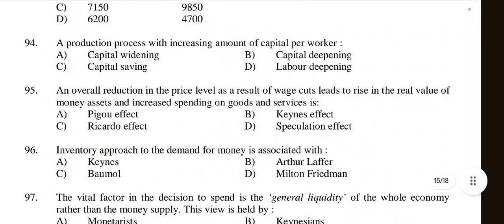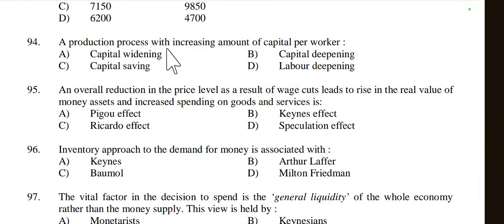Then question number 94. A production process with increasing amount of capital per worker: is it called capital widening, capital deepening, capital saving, or labor deepening? It is called capital deepening. A production process with increasing amount of capital per worker is called capital deepening. So here in 94, the right option is option number B.